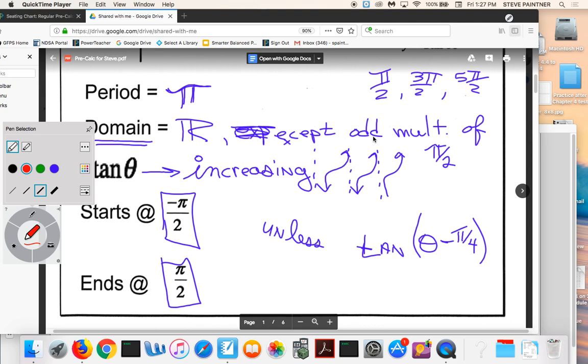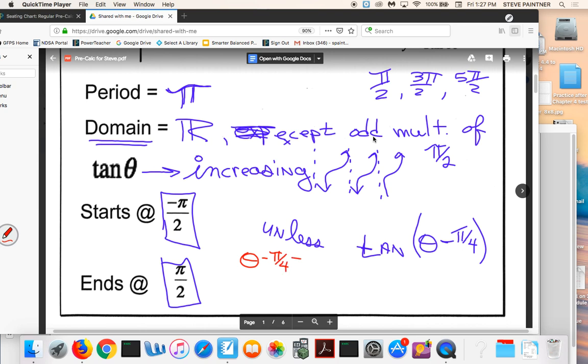How do we do this? We take that pi theta minus pi over 4. We set it equal to the starting point, negative pi over 2. And we solve it and get, what's the answer? A number. Negative pi over 4. Yeah, now you start at negative pi over 4. And then you just do what we did. Dead center, 0. Between the dead center and the asymptote. Up 1, down 1. It's that easy.